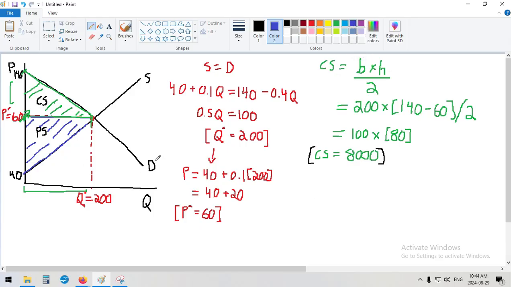Now for the producer surplus here in the blue, we do the exact same thing. It's a triangle, so we do base times height divided by 2. The great part is the base is the same, it's 0 to 200, so we have 200 for the base. And then the height starts at 40 here, and then goes up to 60. So this gap here, 40 to 60, that's 20. And then divide by 2. The 2 in the front and the 2 in back are going to cancel. We're going to have 100 times 20, so that's going to be 2,000.